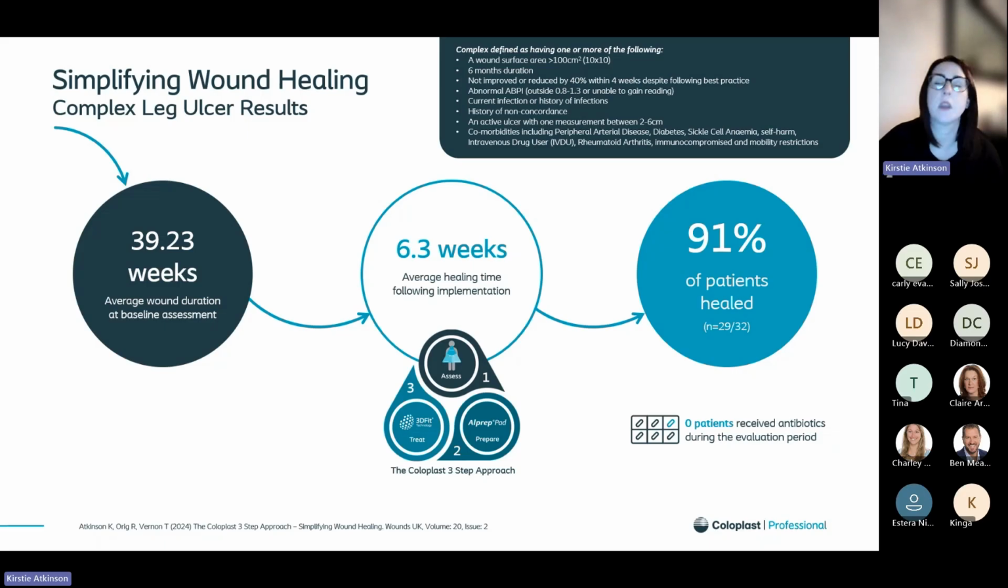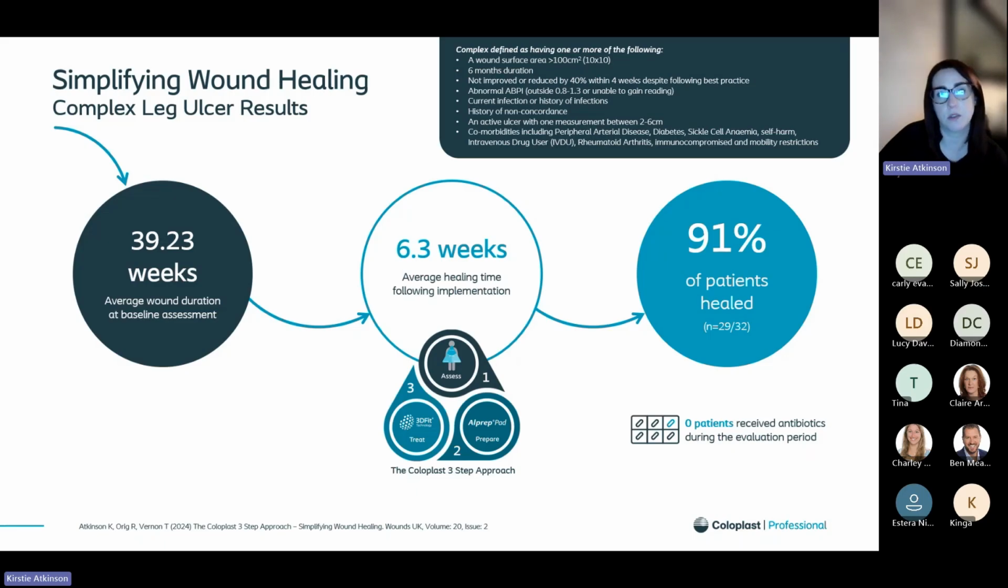And the other thing that classified something as a complex leg ulcer was comorbidities, including peripheral arterial disease, diabetes, sickle cell anemia, self-harm, intravenous drug use, rheumatoid arthritis, and if they were immunocompromised or if they had mobility restrictions.